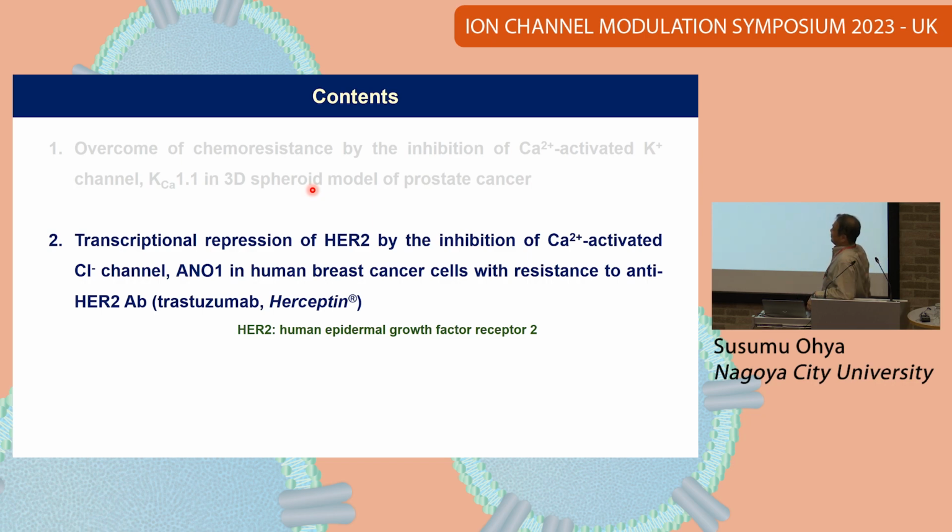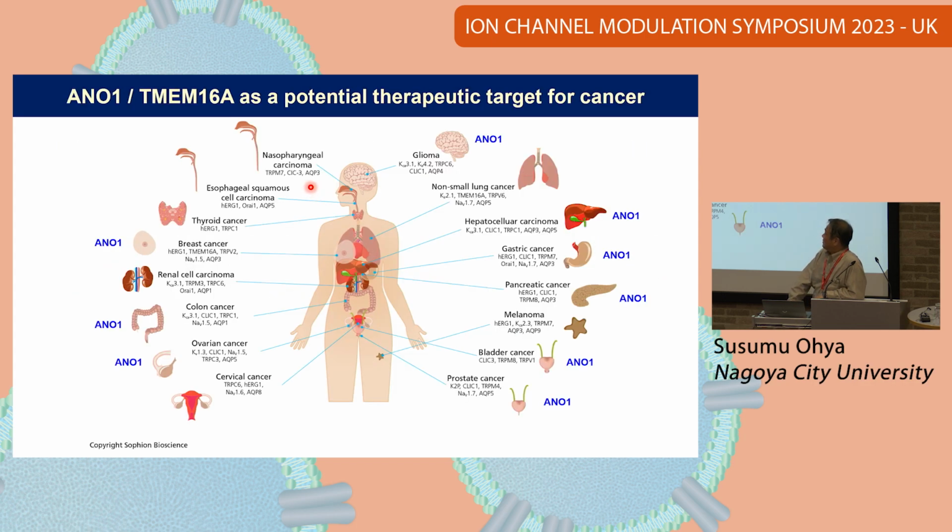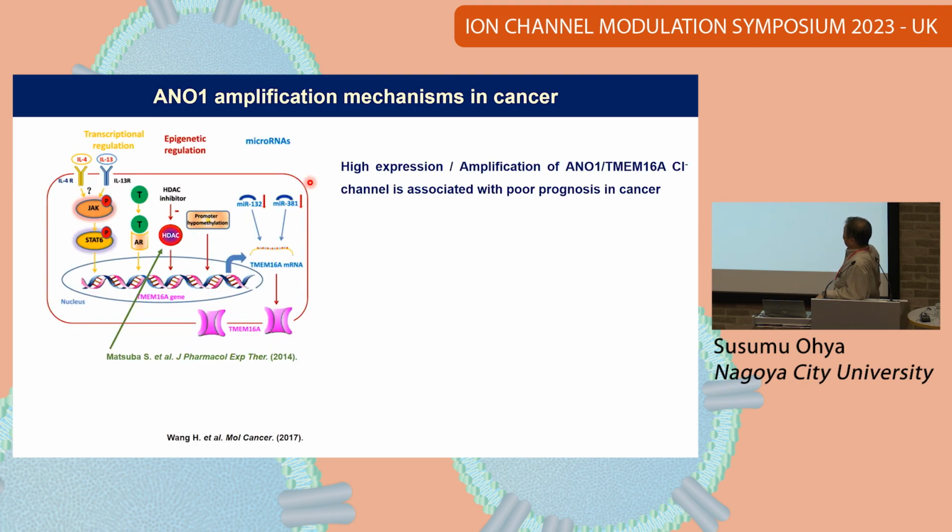So next, I talk about the transcriptional repression of HER2 by the inhibition of N1 in human breast cancer cells. N1 is also a potential therapeutic target for cancer cells, and the amplification of it is observed in many types of cancer cells. Also, amplification of N1 is associated with poor prognosis in cancer, and this is the N1 amplification mechanism. We reported that histone deacetylase is related to the N1 transcription in 2014.